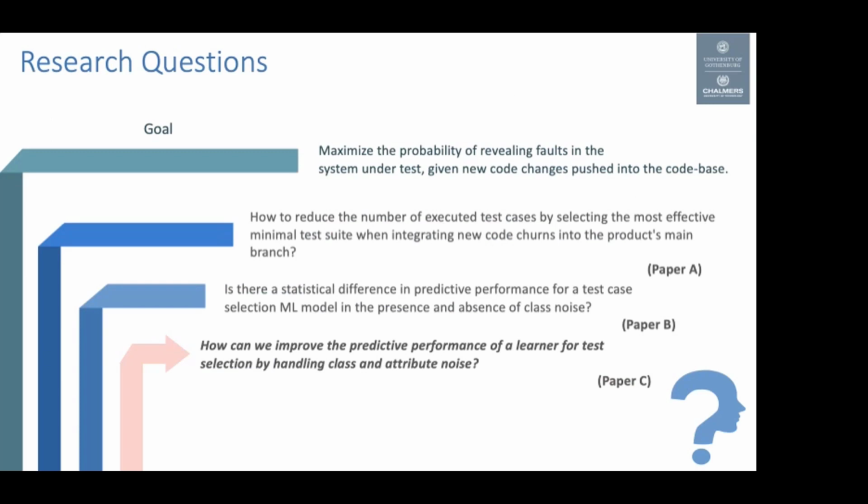So in the third paper, I wanted to answer the question of, okay, how can we improve the predictive performance of a learner for test selection by handling class and attribute noise? So what is really the best combination? Should we handle both? Should we just handle one of those? Which combination would yield the best predictive performance?